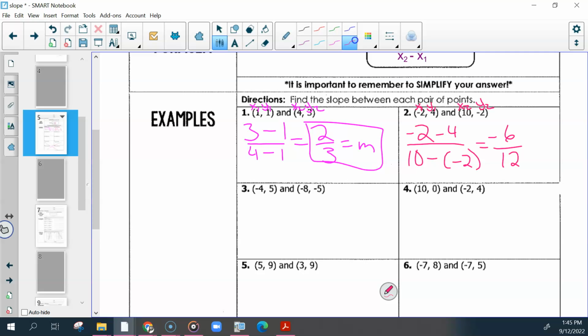Can this be simplified? Yes, to what? 1/2. Negative 1. To the first. It's not nice. All right. Do we have any questions so far?